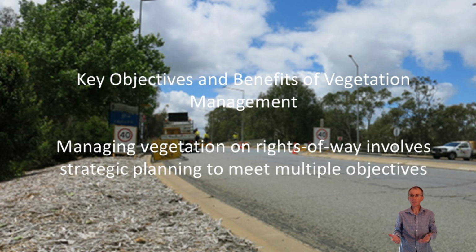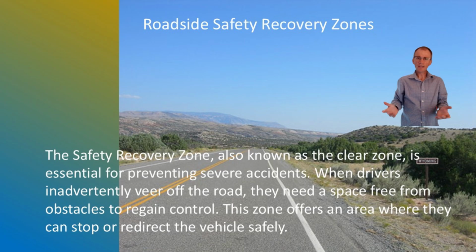Managing vegetation on rights of way involves strategic planning to meet multiple objectives. Roadside safety recovery zones. The safety recovery zone, also known as the clear zone, is essential for preventing severe accidents. When drivers inadvertently veer off the road, they need a space free from obstacles to regain control. This zone offers an area where they can stop or direct the vehicle safely.